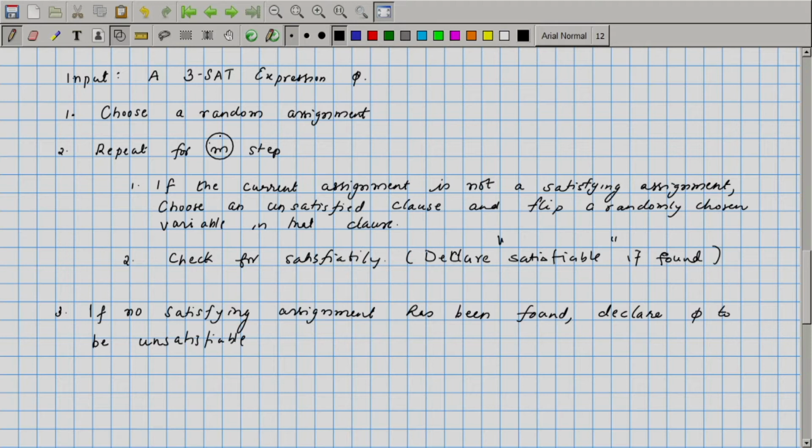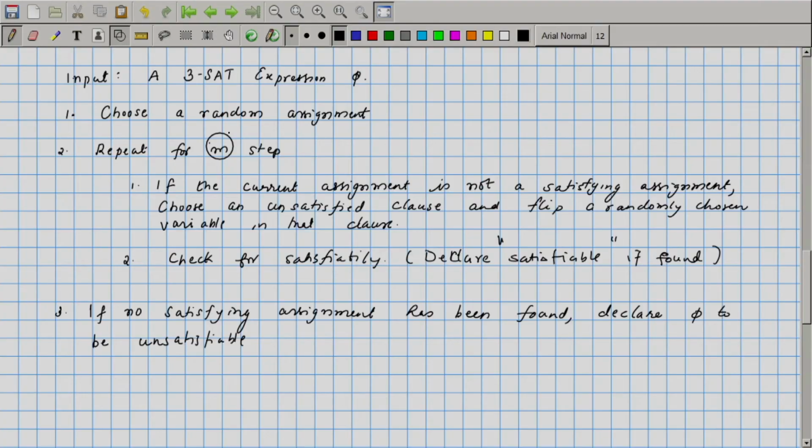It is a simple algorithm: choose a random assignment, and if this random assignment is not satisfying, it means there is at least one clause which is not satisfied by the current assignment. That clause will have 3 variables inside it; choose one of those variables and flip its value. If the current assignment had assigned 1, you change it to 0, and if it had assigned 0, change it to 1. So, you flip the value of a randomly chosen variable in any unsatisfied clause. This is the algorithm that we have in mind.